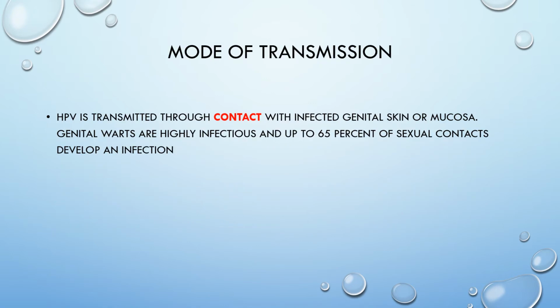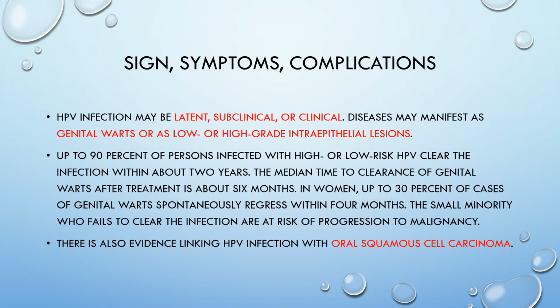HPV is transmitted through contact with infected genital skin or mucosa. Genital warts are very infectious, and up to 65% of sexual contacts develop an infection. HPV could be latent, subclinical, or clinical. Disease may manifest as genital warts or low or high grade intraepithelial lesions.